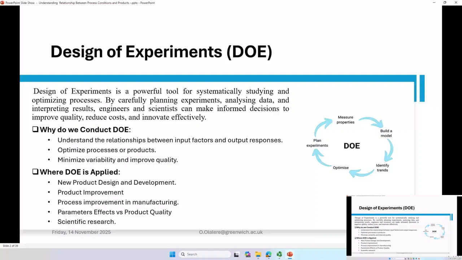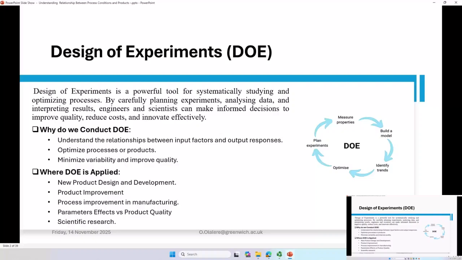So, why do we conduct DOE? One, to understand the relationship between the input factor and the output response. So now we are looking towards the relationship, like in cooking rice now. We want to see what is the interaction between the cooking time and your temperature. What is the interaction between the cooking time and pressure? What is the interaction between the cooking time and, let's say, which other one? Rice to water ratio. So by the time you understand the interaction between those parameters, then you understand your process.